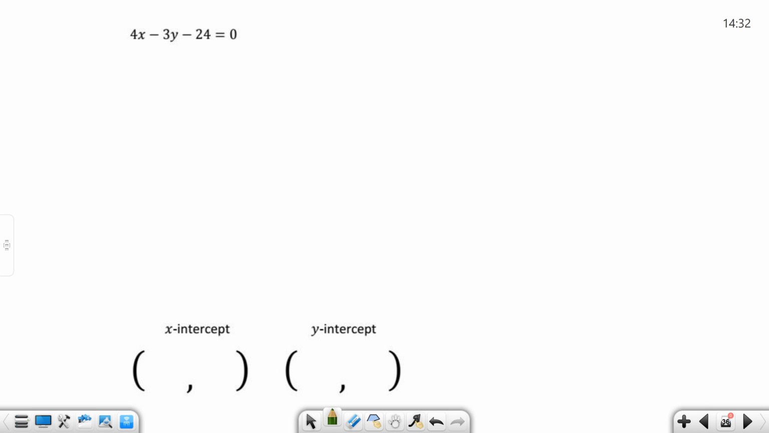4x minus 3y minus 24 equals 0. This is not in standard form. This is in that general form. So remember, there was a little note at the bottom of that page. I said when it's in general form, I'm going to take this and move it to the other side.